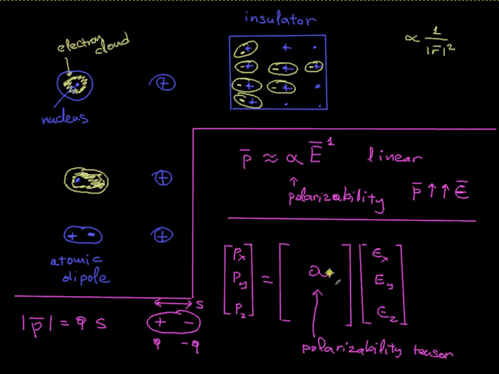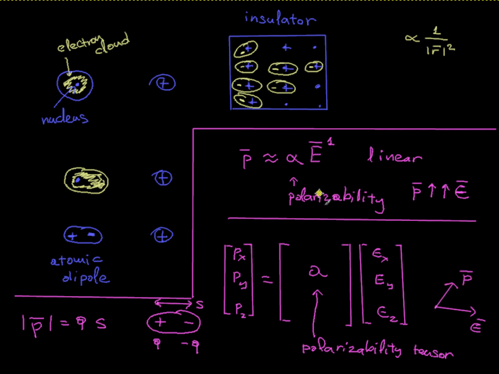And with this matrix multiplication between the polarizability tensor, the 3x3 matrix, and the electric field, this multiplication allows me to make the dipole moment point in a direction different than the direction of the electric field. For example, you may have an electric field that points this way, but once you multiply it with the 3x3 matrix, you can get a dipole moment that points in a different direction.